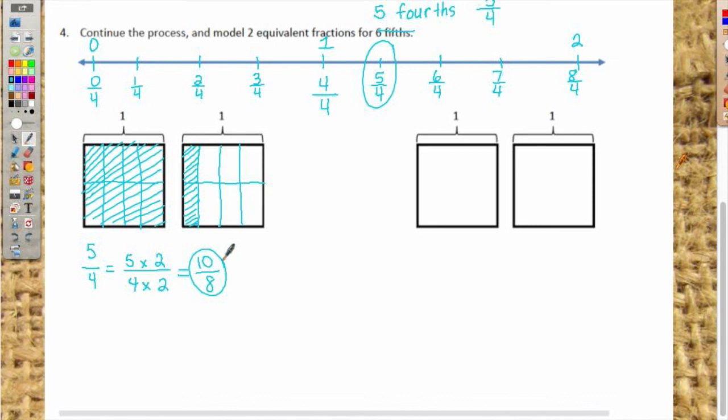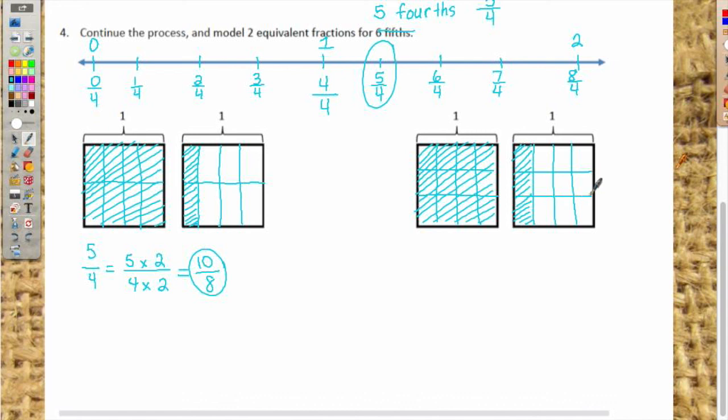Okay? All right, we'll do the same thing with the next 2. So my denominator's 4. Each whole has to be divided into 4 equal parts. My numerator is 5. So I will shade 5 of those parts. Continuing with the same pattern as the front of the page.